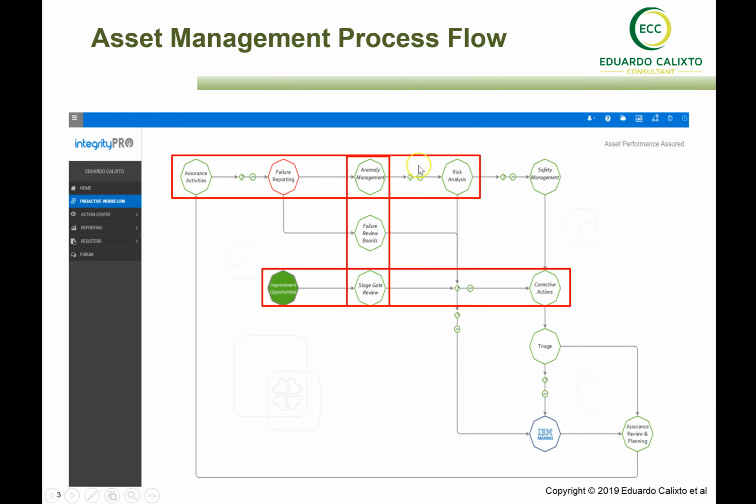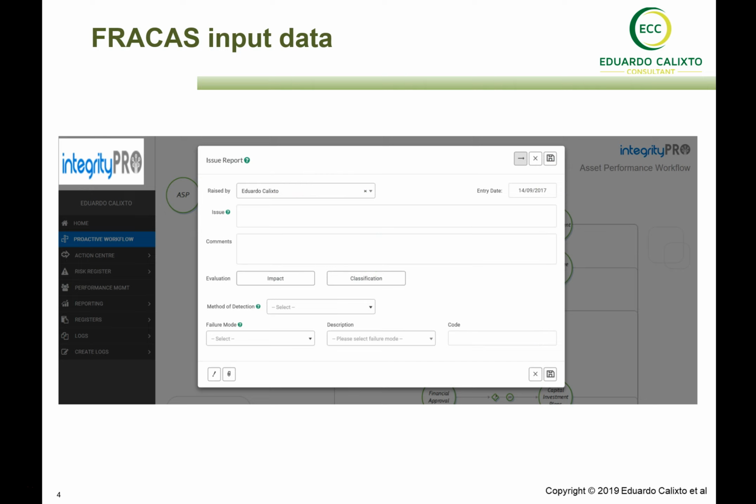And again, the risk analysis will in the end be reviewed, and if there are some safety-related issues, some safety-critical elements related to such analysis, they will be shipped to safety management. If not, the corrective action will come out. So basically, that is the flow of the FRACAS. We also need to consider improvement opportunities. In the end, those will also come out as corrective maintenance, but that's not part of the FRACAS. FRACAS is related to problems, to issues that the physical asset can have.